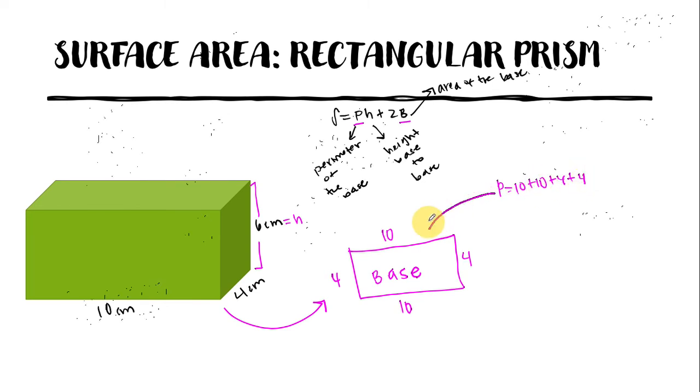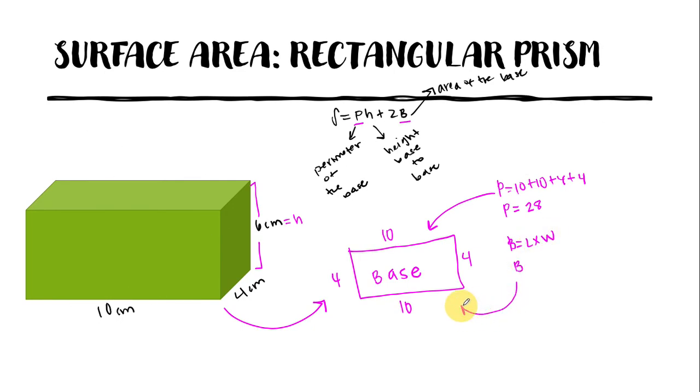So remember, I'm looking at my base only. This is the perimeter of the base. So that will give me 28 centimeters. Let's do our capital B now. We have our P, we have our H. Capital B is the area of the base. How do I find the area of a rectangle? Length times width. And remember, I'm only looking at my base. I'm not looking at this figure anymore. I'm looking at the base I drew out. So that'd be 10 times 4, which is 40.